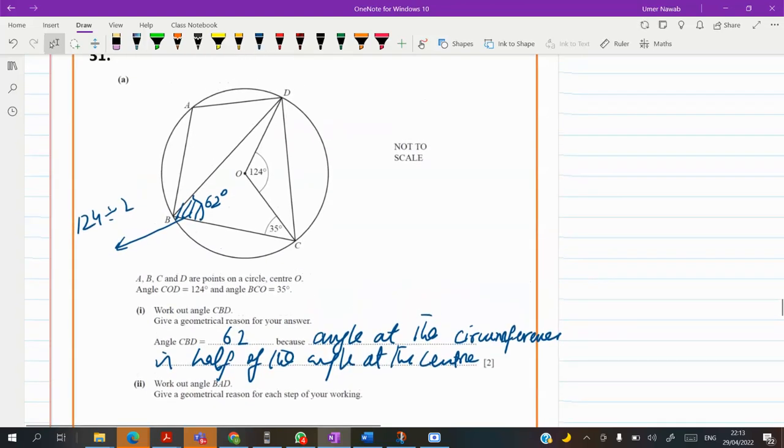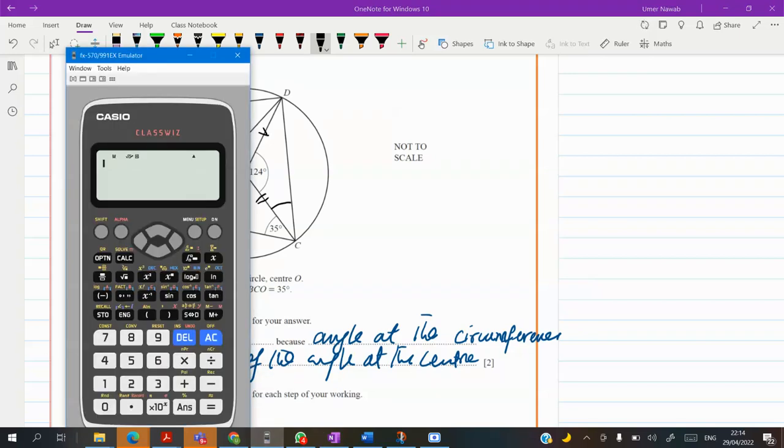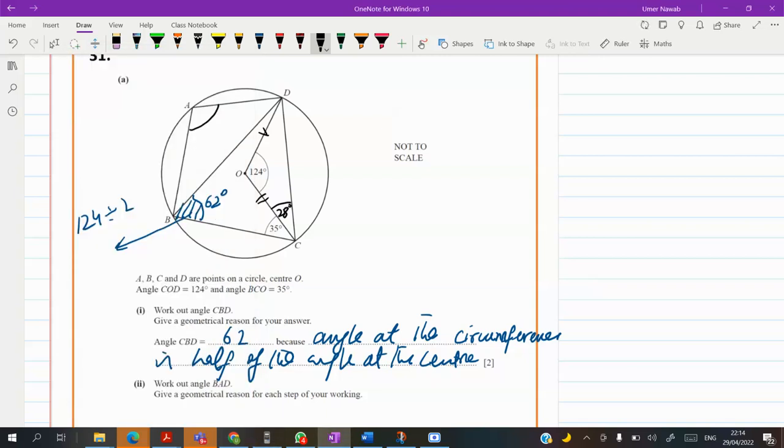BAD angle, this angle is to be found. Let's see how we can find it. I can find this angle because this is an isosceles triangle. So let me find 180 minus 124. It gives me 56, divided by 2 will give you 28. So this is 28, and this is also 28. How did I get it? By 180 minus 124 divided by 2, 28, 28.